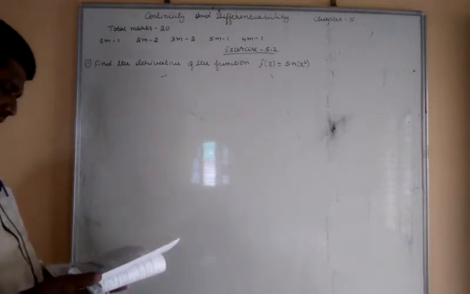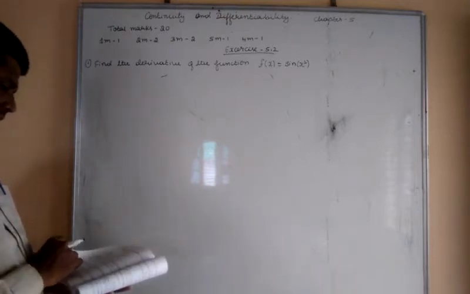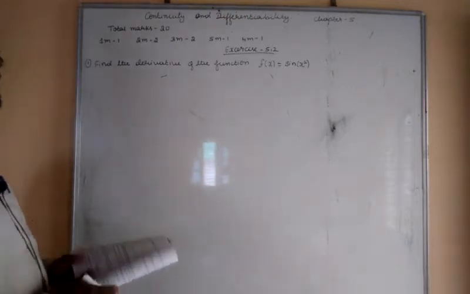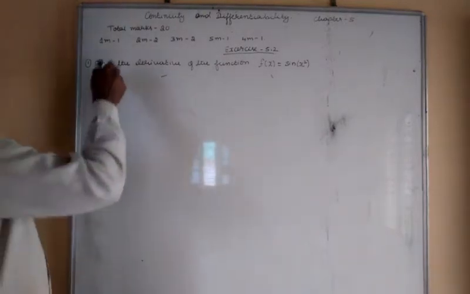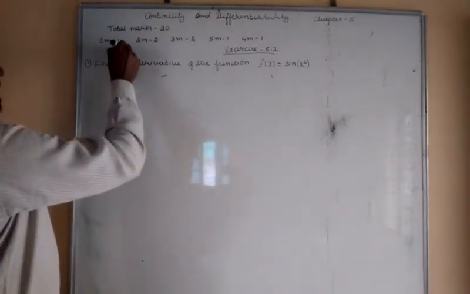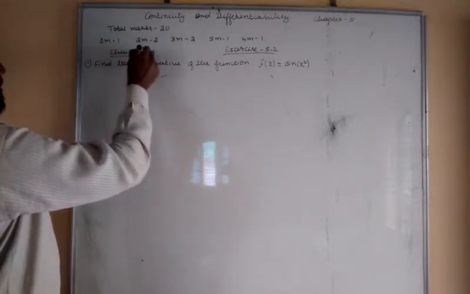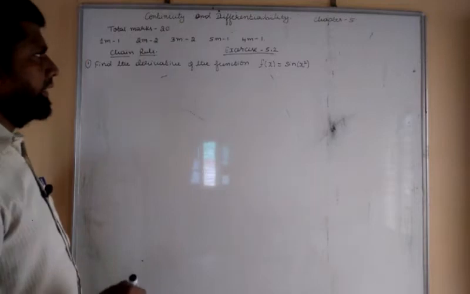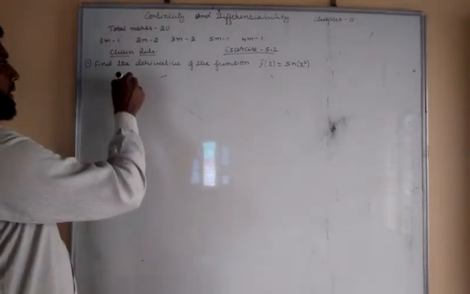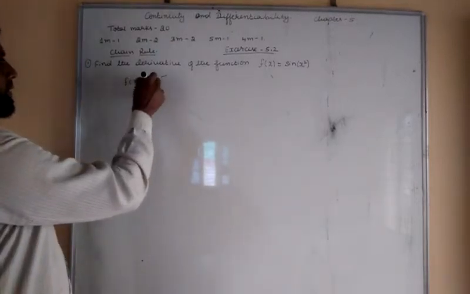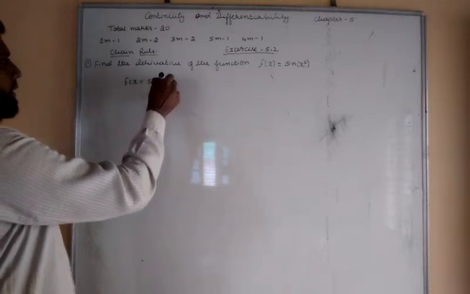In this exercise 5.2, I have to solve the problems on chain rule. It will not be given in the exam whether this is a chain rule or a product rule, quotient rule. You have to identify the function. Let us take the function f of x is equal to sine of x square.